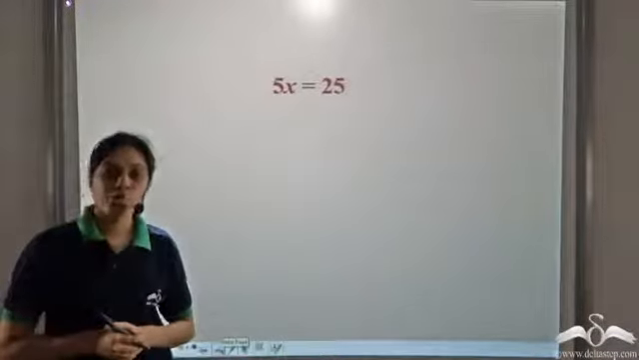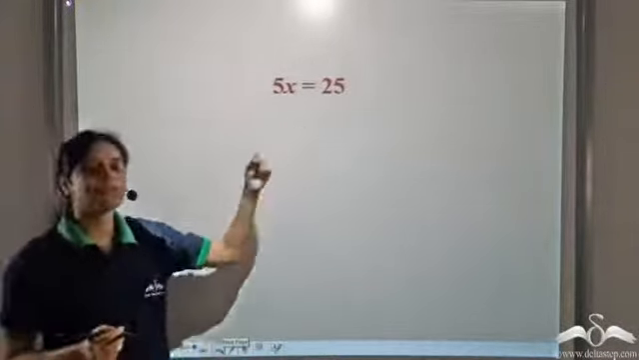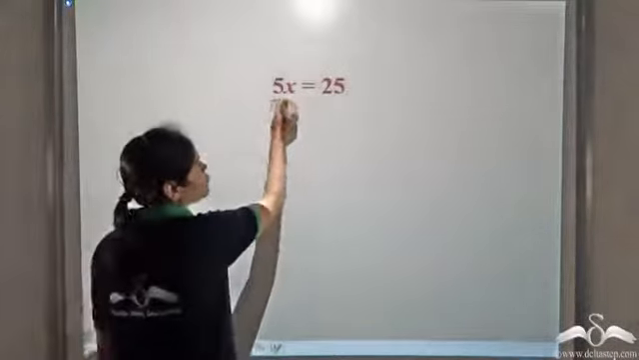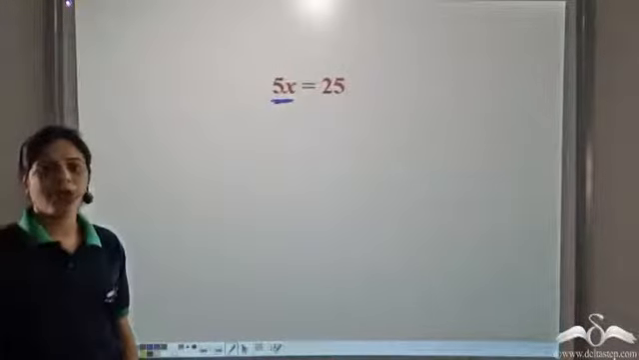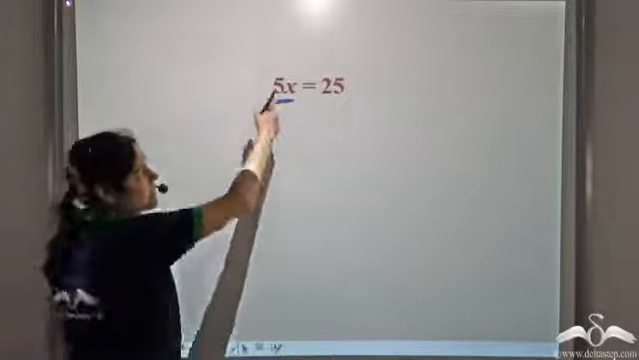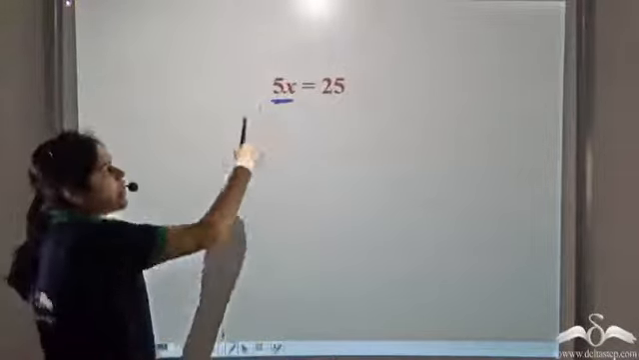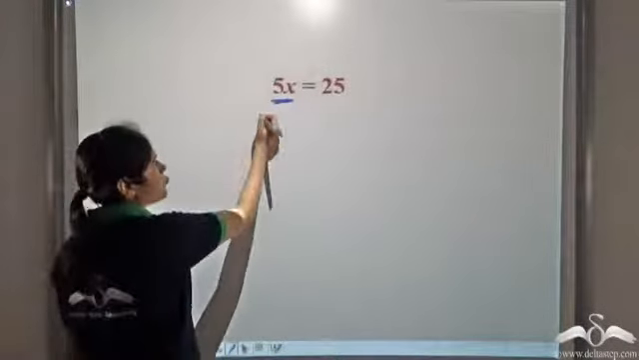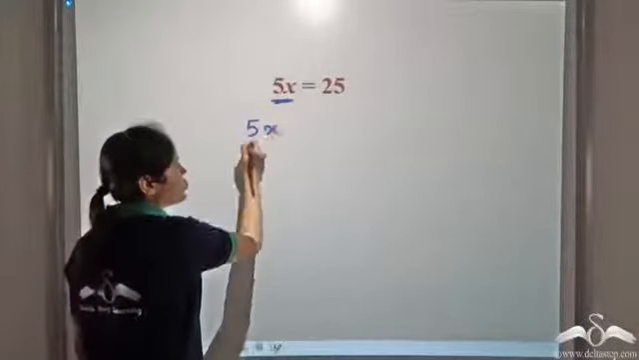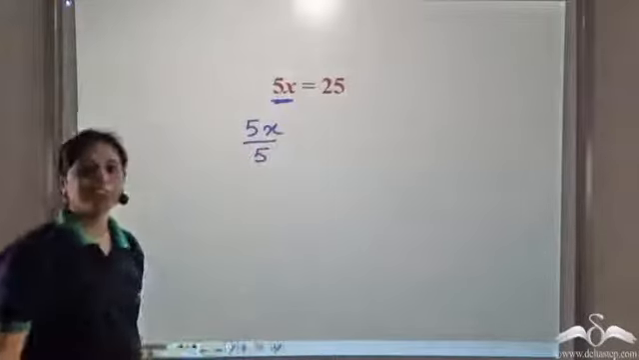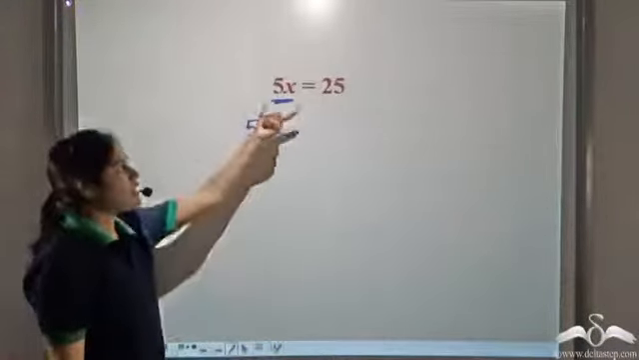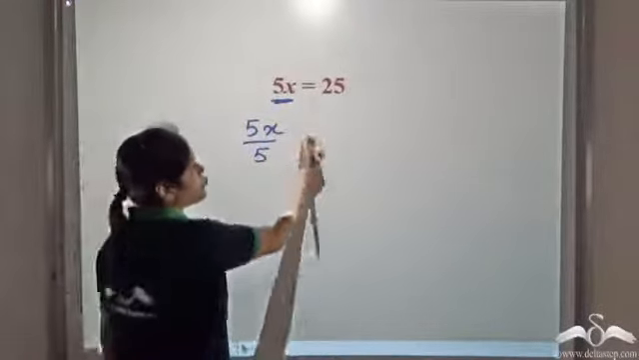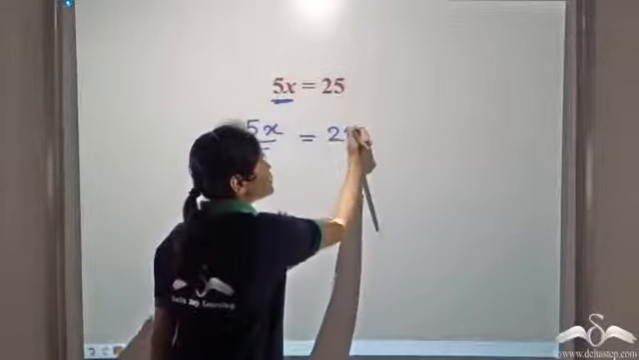So now, how can you solve this equation? 5x is equal to 25. In order to solve this equation, we need to have only x on this side. How can we have only x if we get rid of this 5? Now, we can get rid of this 5 by dividing this side by 5. So, we have to divide this side by 5, 5x divided by 5. Now, whatever you do to one side, you must do to the other side. So, we need to divide the right hand side by 5 as well.